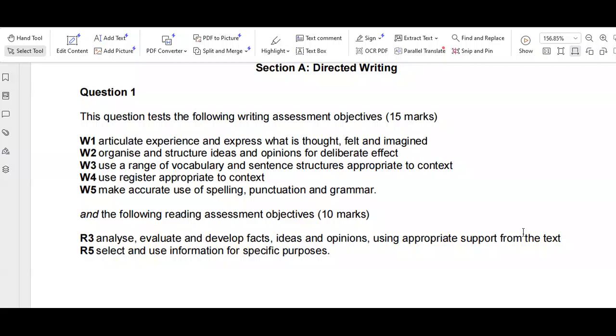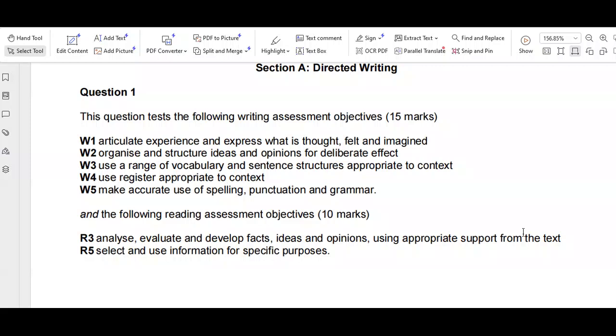Fourthly, we are going to be assessed on the basis of the register appropriate to the context. That means the audience. Usually, the audience has been specified in our question. For example, write a letter to your friend, write a letter to your principal, write an article for your school magazine. These terminologies are going to give you a very clear idea about your audience. So once you have got the idea about your audience, you are mingling in some effective techniques to reach your audience effectively.